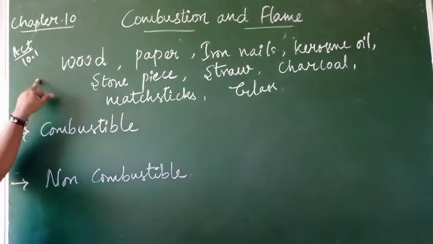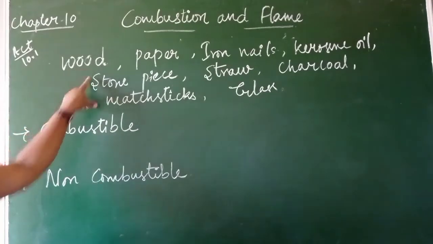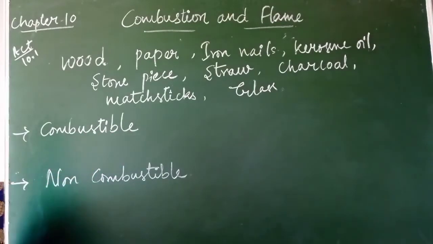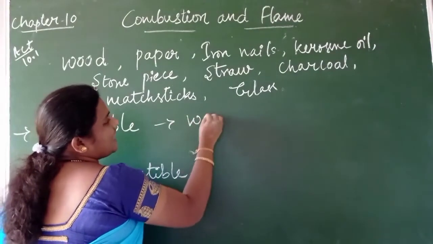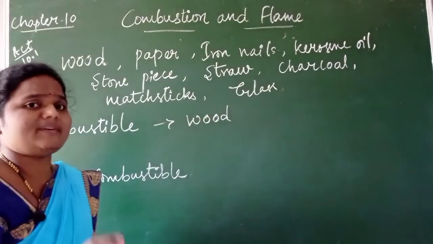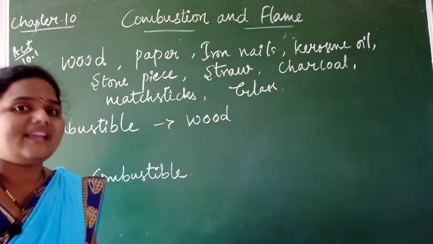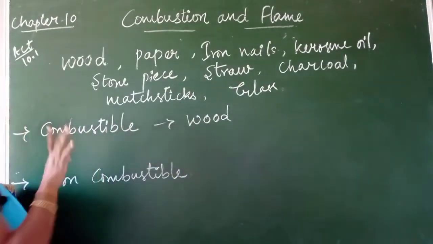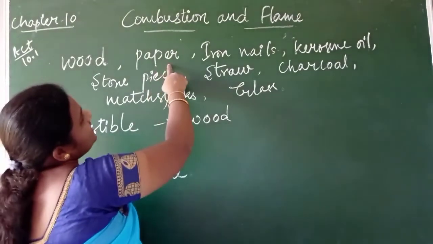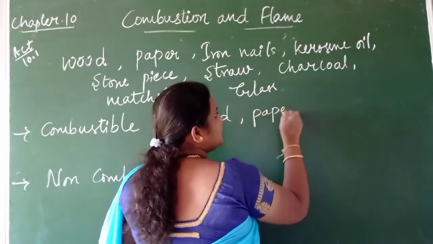So, when we look at these materials, children, we can say that wood is burning, isn't it? So it undergoes combustion, so wood can be called a combustible substance. We can write wood under combustible substance. Children, when the word combustion comes, keep in mind that it should be burned in the presence of air. So wood burns in the presence of air, so we are calling it a combustible substance. The next one is paper. It easily burns, isn't it, children? So we can write it under combustible.